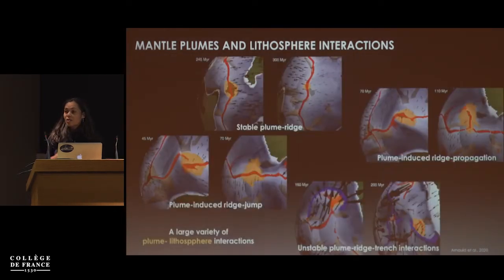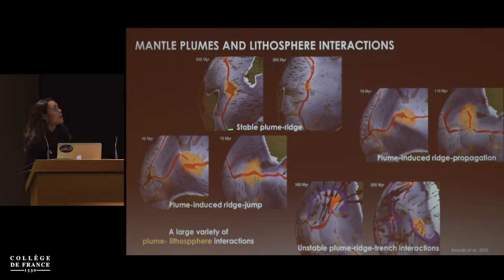So here I talked about interactions within the mantle, but there are also interactions between mantle plumes and the surface. And here you have some examples of what we can see in the models of interaction between mantle plumes and plates. So you can see the top of the mantle plumes here in yellow, and we have a top view of the models. And so you can see there are interactions with the plate boundaries. So you have ridges in red here, or slabs, trenches in blue.